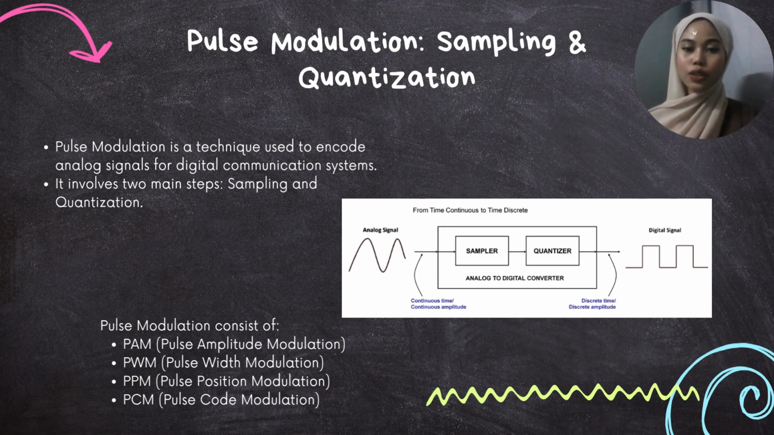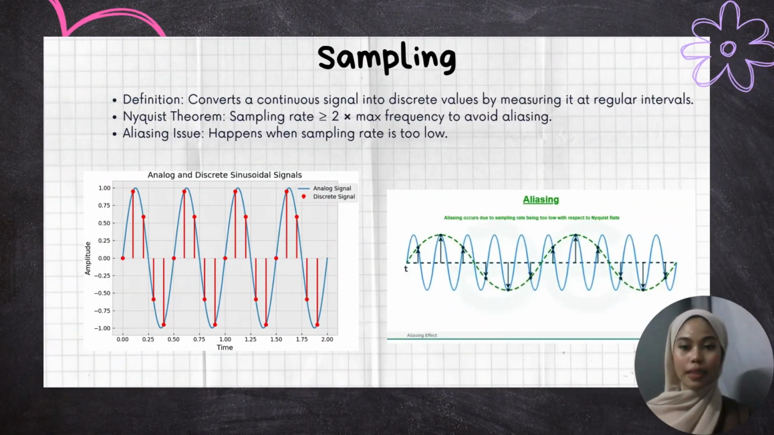These methods play a crucial role in digital communication by converting continuous analog signals into forms that are suitable for processing, storage, and transmission. Now, let's discuss sampling. Sampling is the process of converting a continuous signal into discrete values by measuring it at regular intervals. The Nyquist theorem is critical here, stating that the sampling rate must be at least twice the maximum frequency of the signal. This ensures accurate representation and avoids aliasing, a distortion that occurs when the sampling rate is too low. Accurate sampling is the foundation for effective pulse modulation.